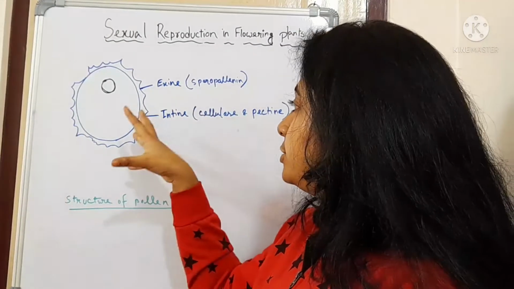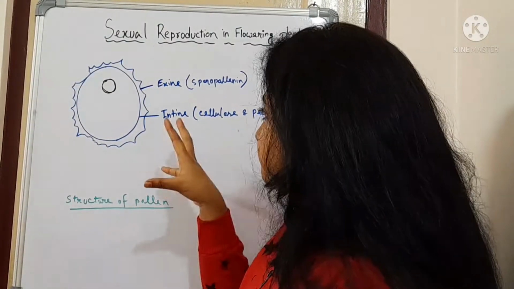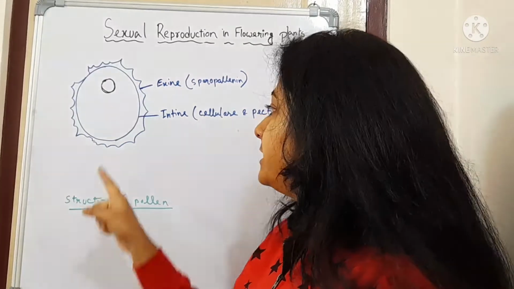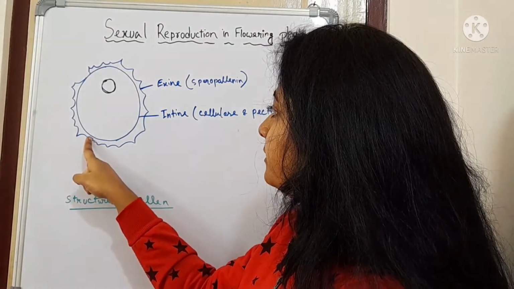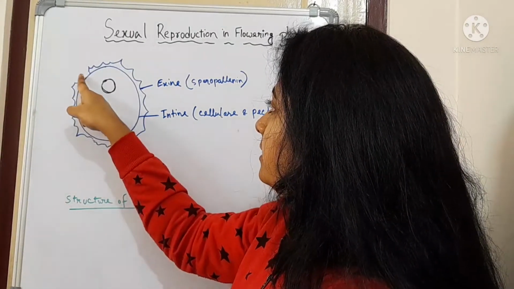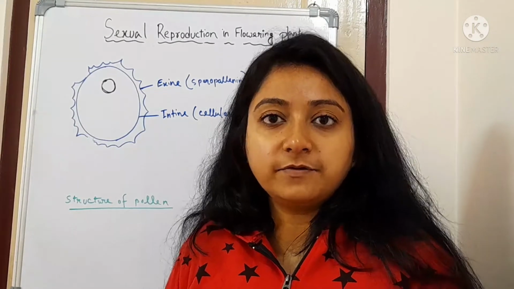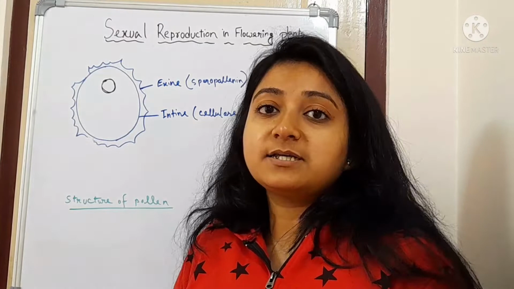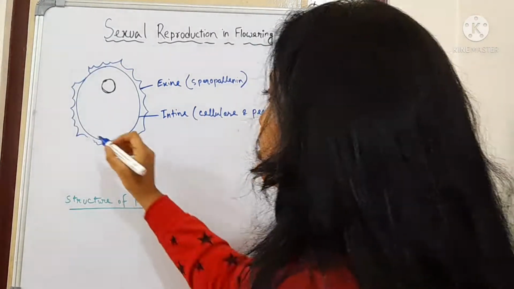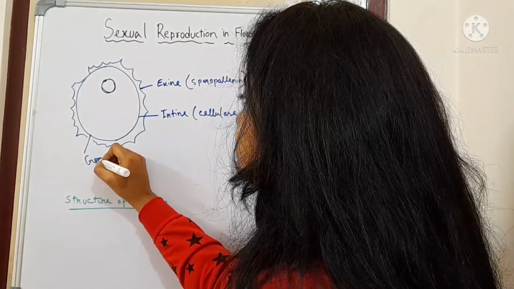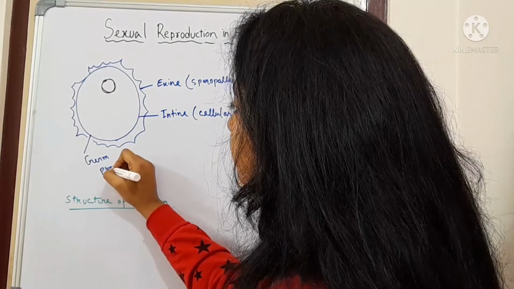Now let us focus on the structure of this pollen grain. In a few spaces of this pollen grain, you can see that I have drawn a very thin layer, where only the intine is present. These spaces are considered the germ pores.